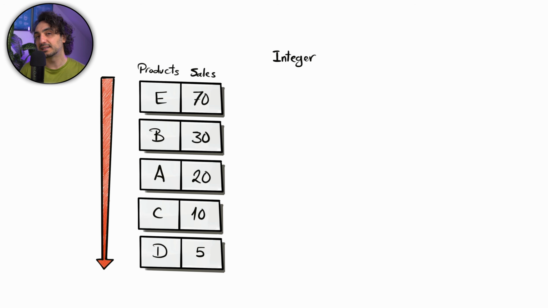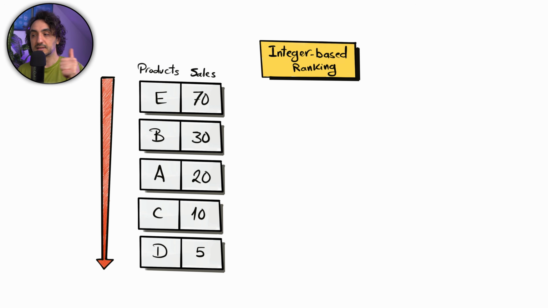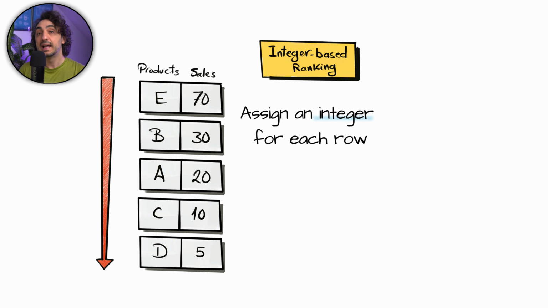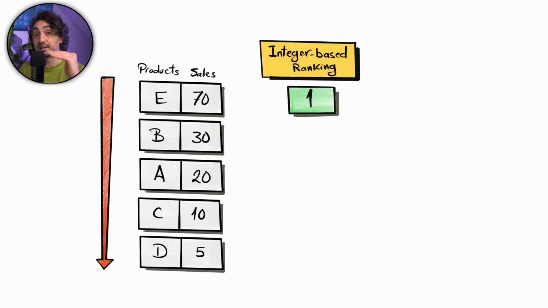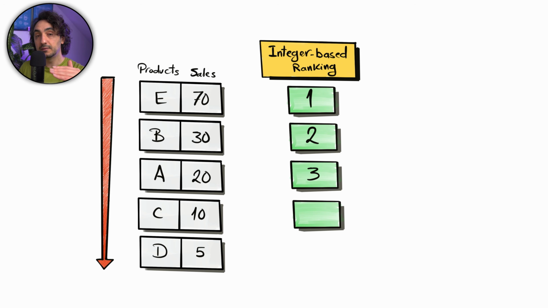Now, in order to rank our data, we have 2 methods. The first method, we call it the integer-based ranking. So that means SQL gonna go and assign for each row an integer, a whole number, based on the position of the row. So now by looking to the example, the first row we have the product E with the sales 70, it's gonna be rank number 1. Then the next row, the product B with the 30 sales, we will get the rank number 2. Then the next one gonna be 3, 4, and the last one gonna be 5. So that means SQL here is assigning an integer for each row based on their position in the sorted list. So this method, we call it integer-based ranking.